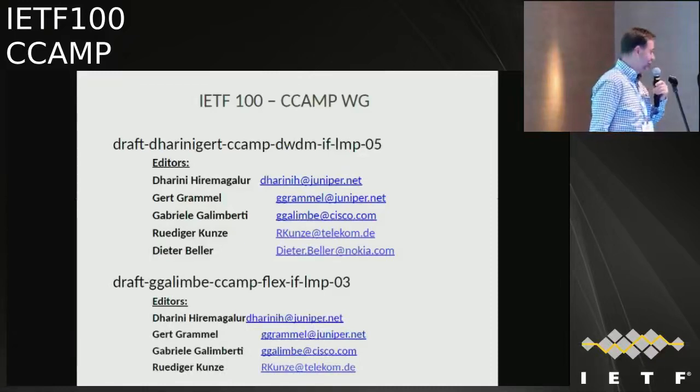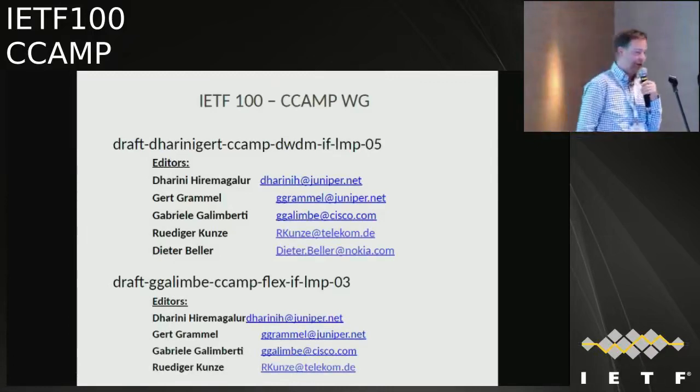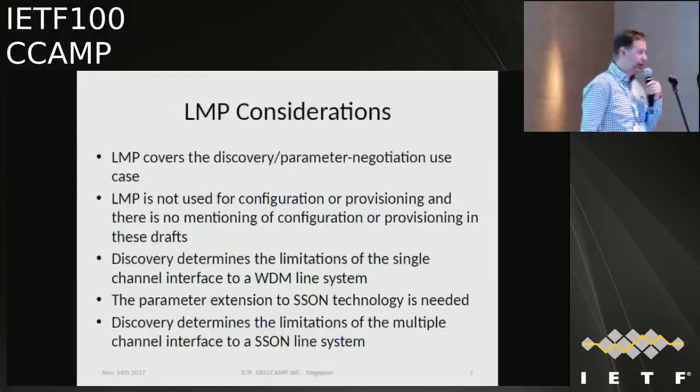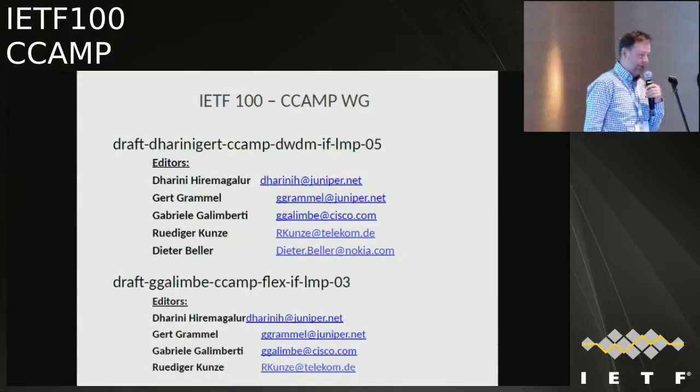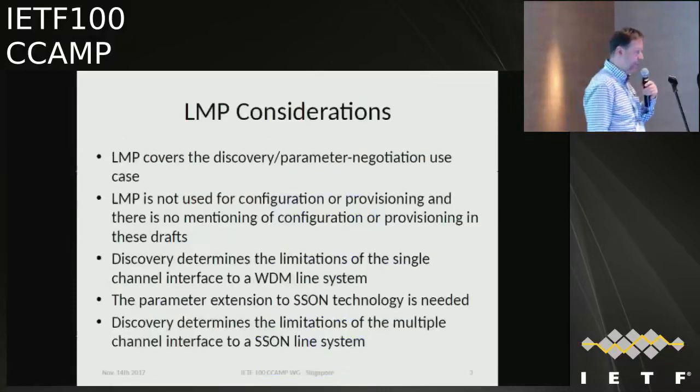Okay, so based on the framework document dealing with the optical interfaces that are not part of the managed domain of the optical network, so managed by a different network management, for example, we are using LMP and the extensions of LMP here in both documents to exchange the properties of, on one side, the optical line system and, on the other side, the interface itself. We defined different sub-objects based on RFC 4209 in these documents.